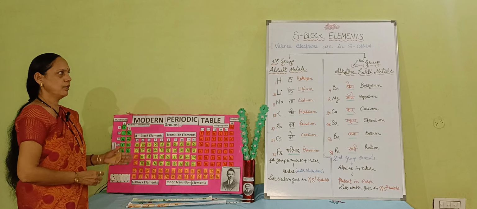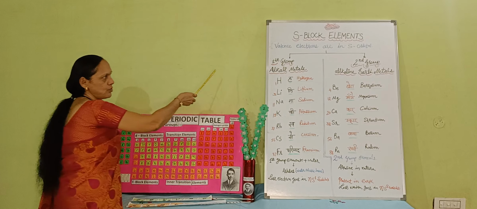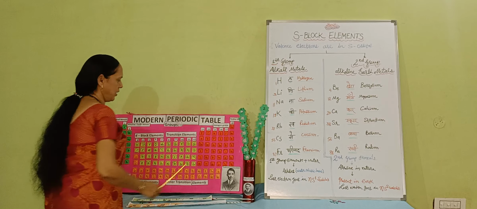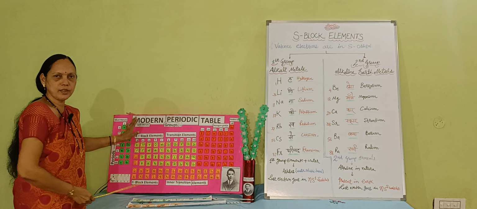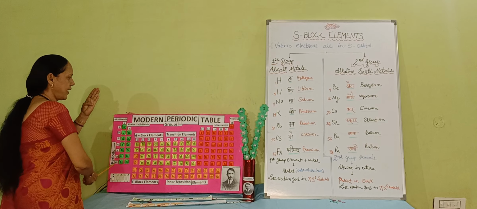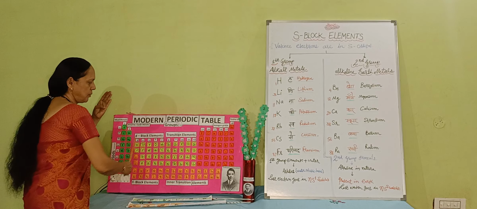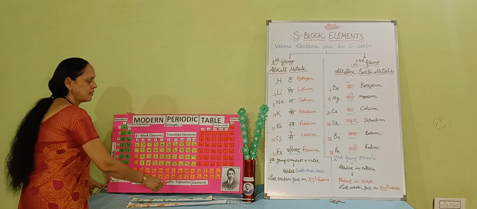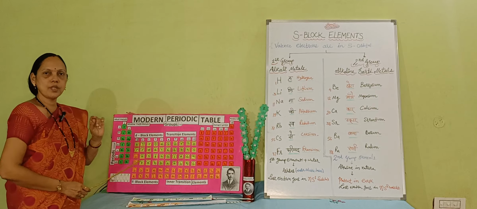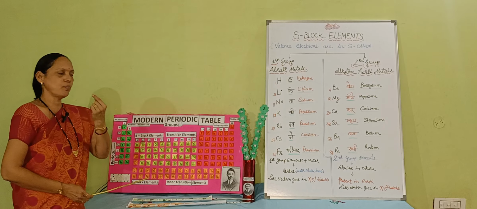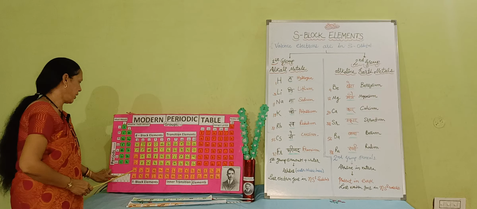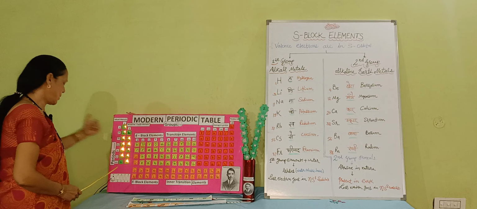Now in this video we are going to study the S block elements, because the periodic table is divided into 4 blocks. This is called the S block. These are the P block elements, these are the D block elements, and these are the F block elements. Today we are going to study the first block, that is the S block element.